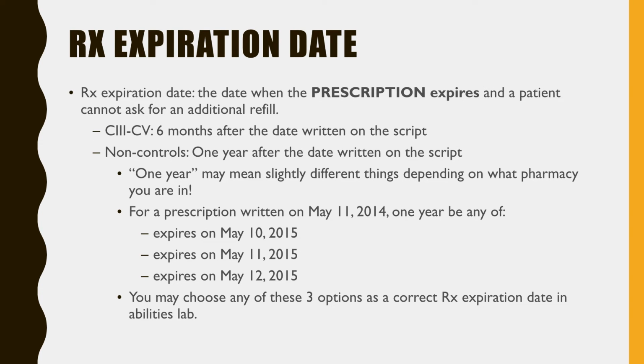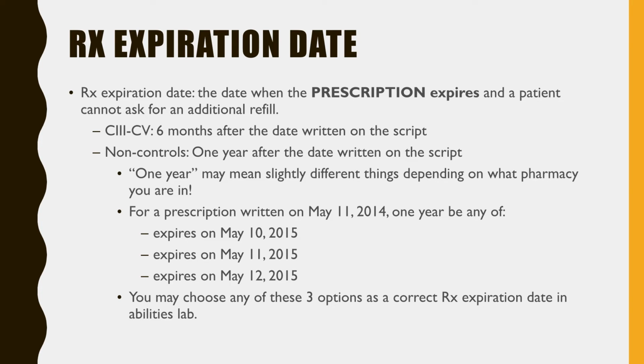To further clarify, the prescription expiration date is the date when the prescription expires and a patient can no longer ask for additional refills. For C3 through 5 controlled medications, this is a total of 6 months after the date written on the prescription. For non-controlled prescriptions, this is 1 year after the date written on the prescription. 1 year may mean slightly different things depending on what pharmacy you're in.